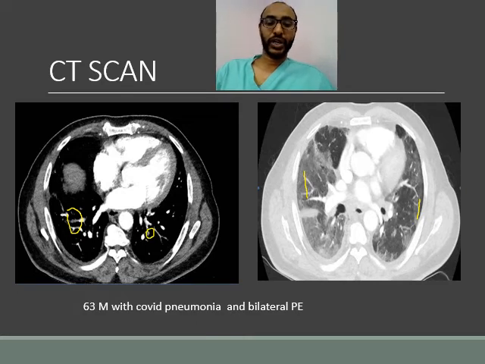improved بعد ما بدأ على anticoagulation. So it's important when dealing with COVID patients who are not improving to think of pulmonary embolism, think of heart failure caused by the virus or by other reasons.